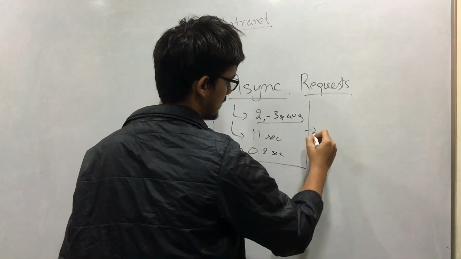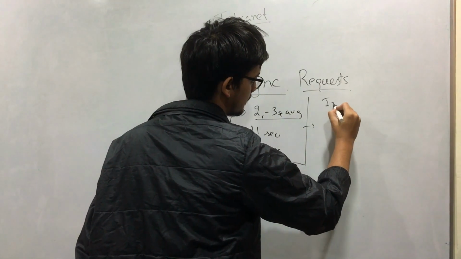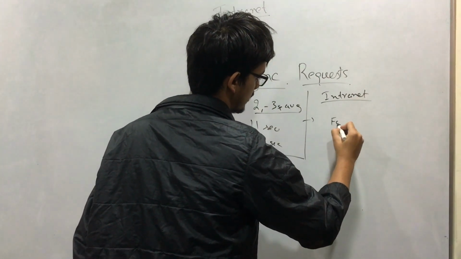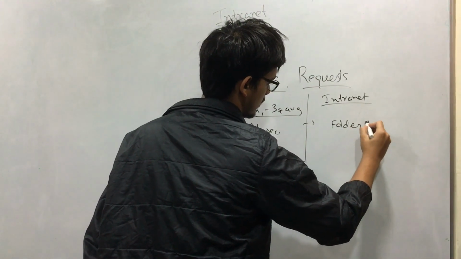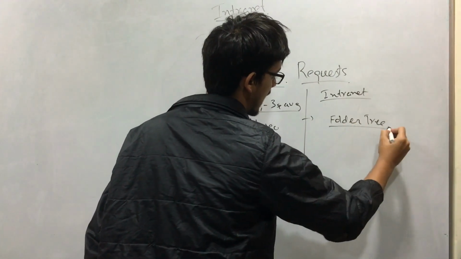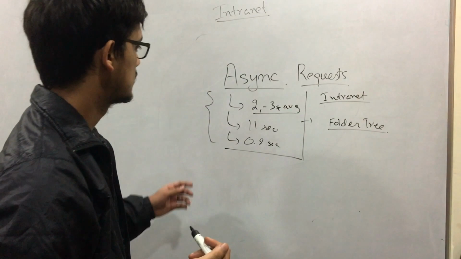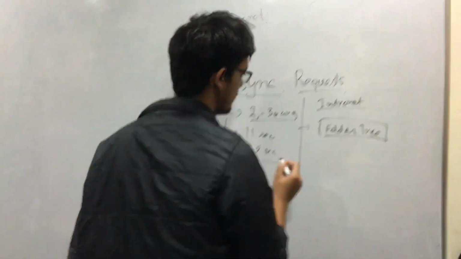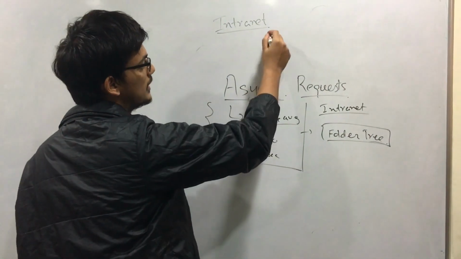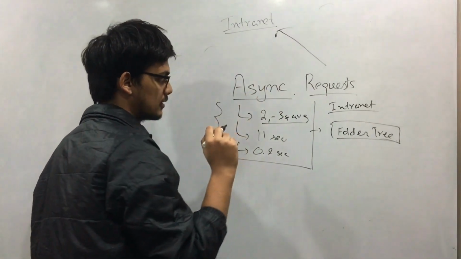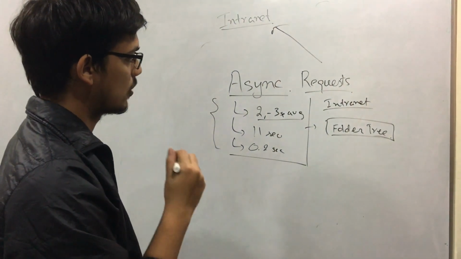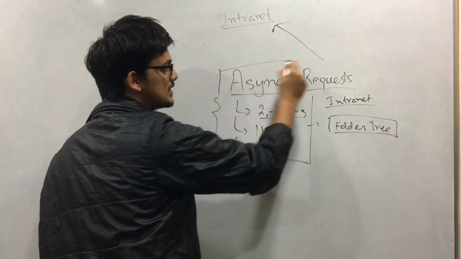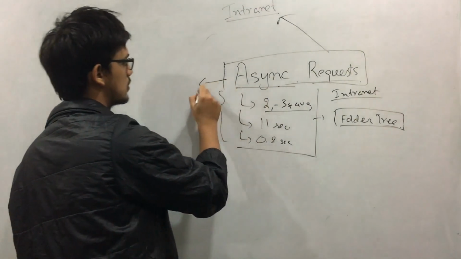The output would be, let's suppose for intranet, we would want the folder tree to be returned. The folder tree is the directory tree as in Unix. So we want to test if the folder tree is returned correctly every time we call the intranet server. To test that, we will be using Mocha and try to make assertions. But to mock an async request, we'll also be using Nock.